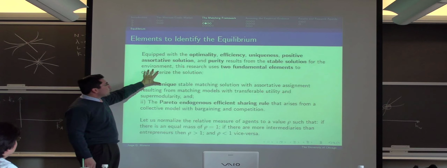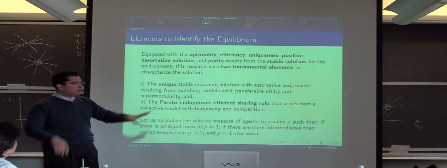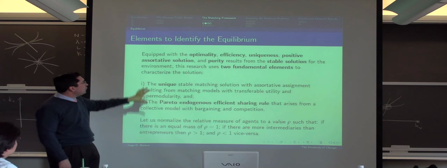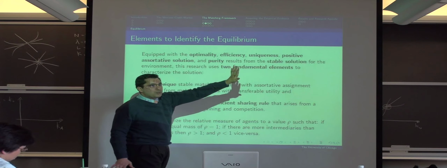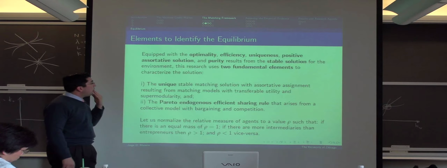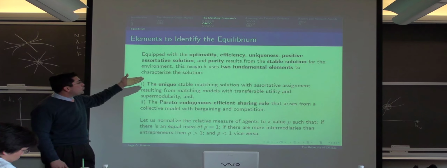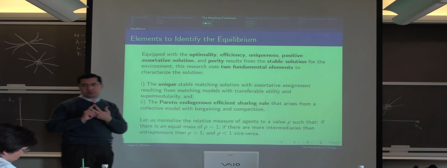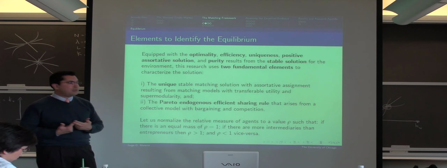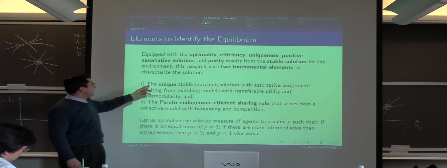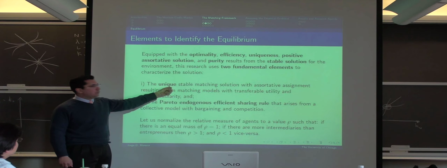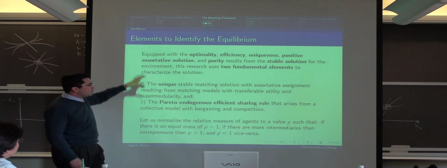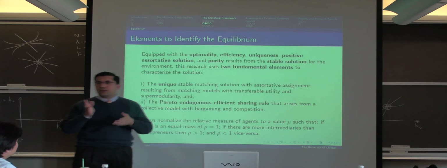Okay, but so far with the conditions we have for the model I'm proposing, we have all of these properties for the equilibrium. And using all these properties, this research is going to use two fundamental elements for characterizing the interest rate. One is the uniqueness of the stable matching. Under these assumptions, we have what is known as transfers.